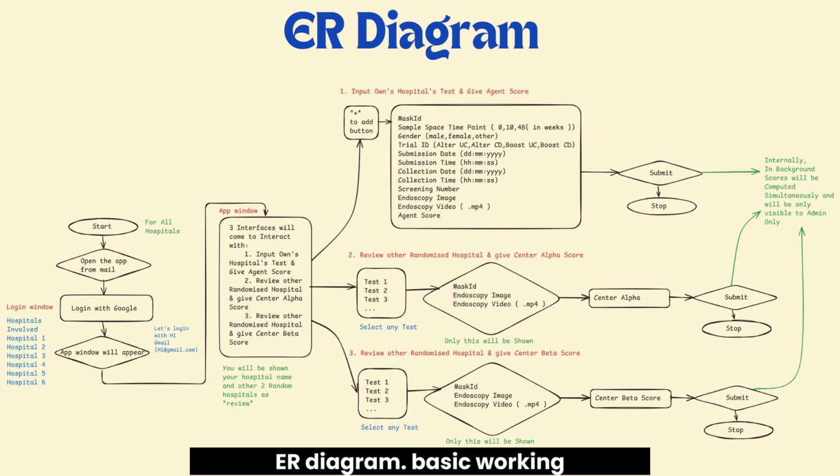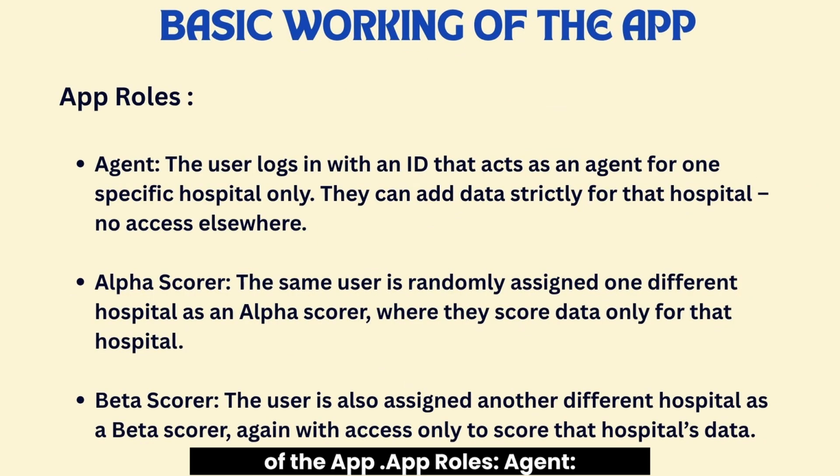ER diagram. Basic working of the app. App roles. Agent: the user logs in with an ID that acts as an agent for one specific hospital only. They can add data strictly for that hospital, no access elsewhere. Alpha Scorer: the same user is randomly assigned one different hospital as an alpha scorer, where they score data only for that hospital. Beta Scorer: the user is also assigned another different hospital as a beta scorer, again with access only to score that hospital's data.